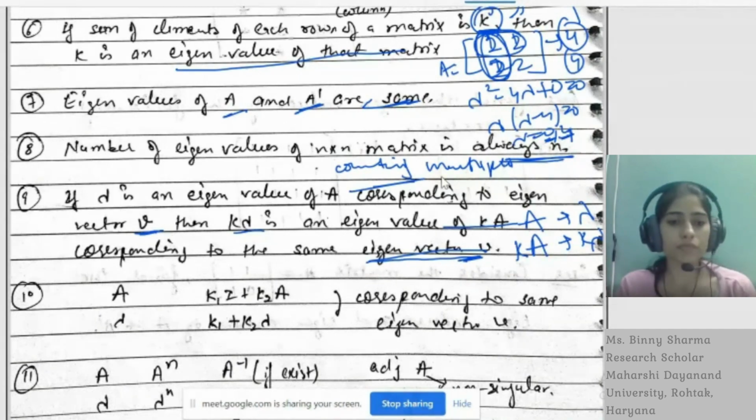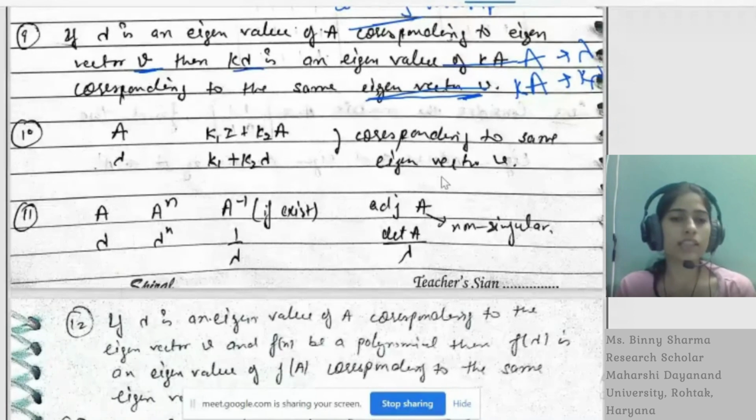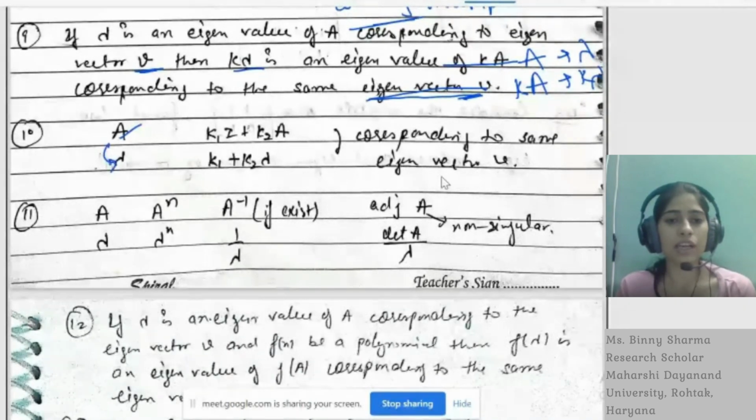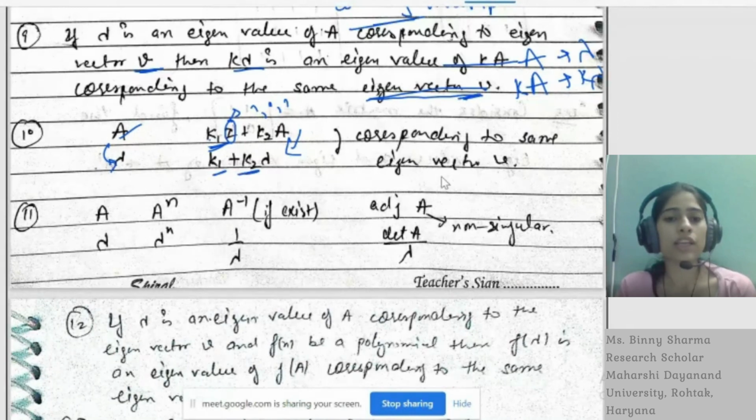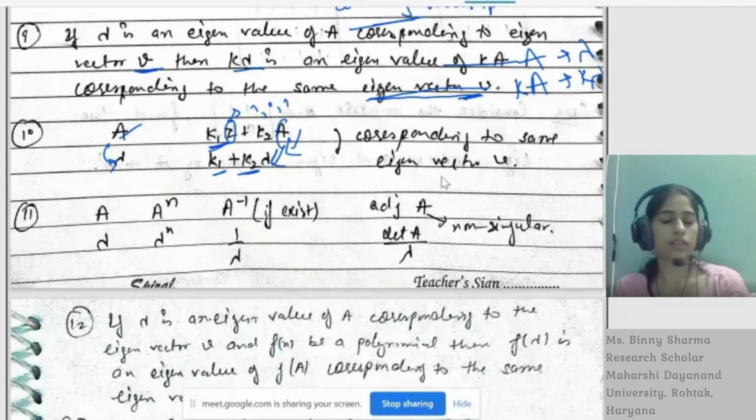The 10th result is, if A is a matrix and its eigenvalue is lambda, and we have to find the eigenvalue of k1 I plus k2 A, then the eigenvalues of I are 1 1 1. So the eigenvalue of k1 I plus k2 A is k1 plus k2 lambda.